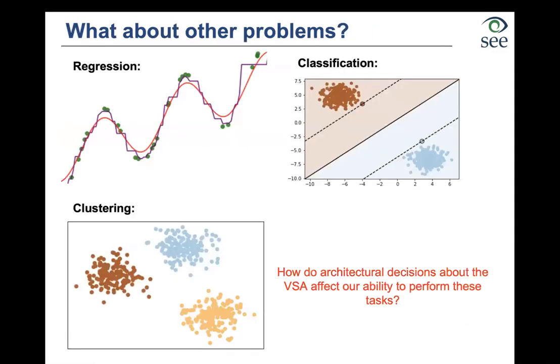But of course, there's a wide variety of other problems we might be interested in solving with VSAs or HD computing. So say something like regression, where given the embedding of a symbol, we want to predict some sort of continuous output associated with it. Similarly, classification, which could maybe be interpreted as a special case of regression, or clustering, where you want to do something unsupervised. And so what we want to know is how do architectural decisions about the VSA, like the choice of encoding dimension, how precisely we construct this encoding function, how do these kinds of decisions affect our ability to perform these tasks?